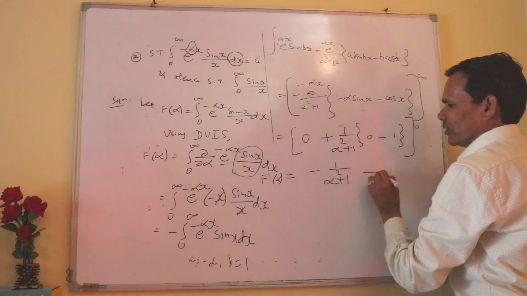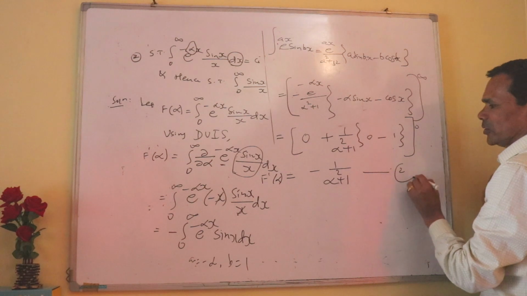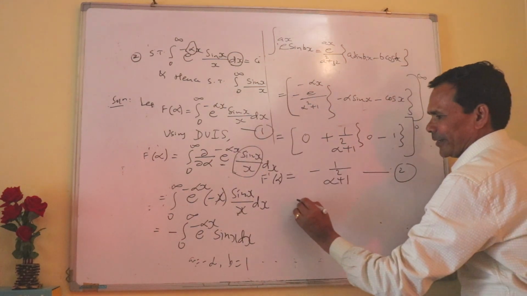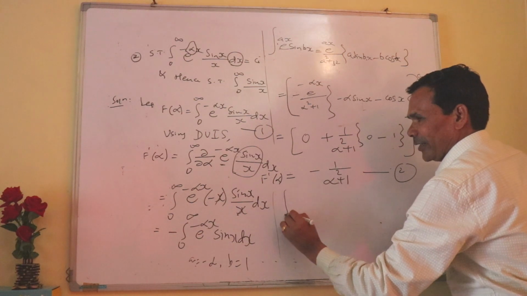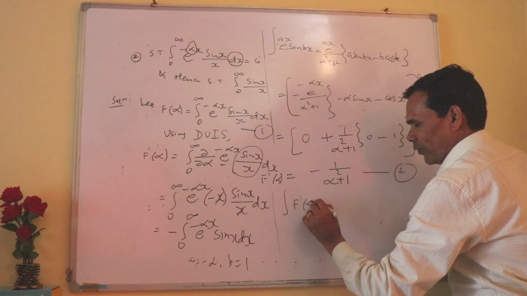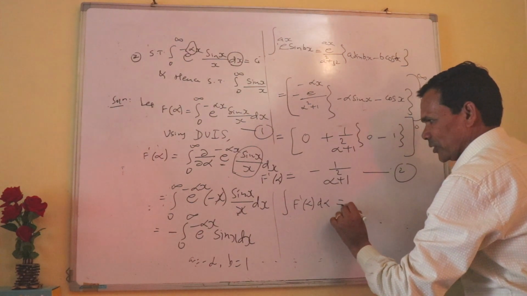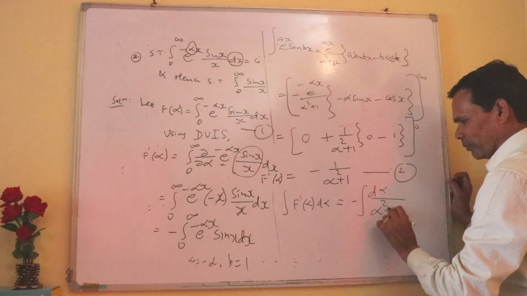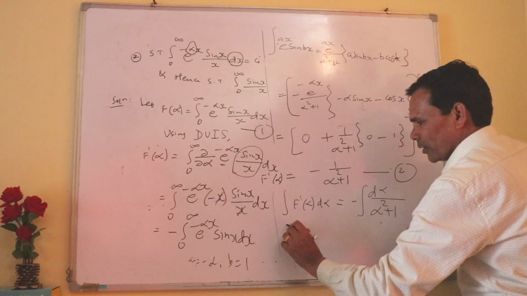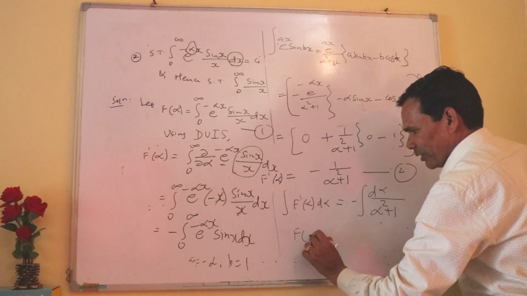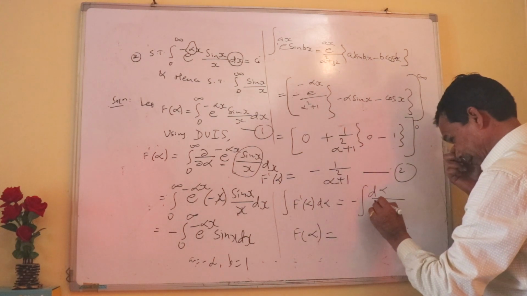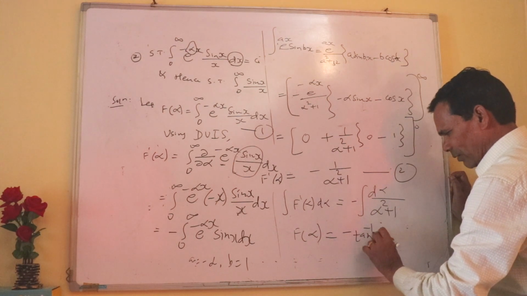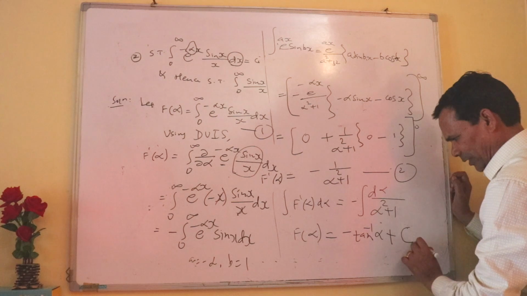Now we integrate this normally. This is expression 1 and this is 2. Integrating f dash alpha d alpha is equal to minus d alpha upon alpha square plus 1. So the integration of this is f of alpha, which is minus tan inverse of alpha plus c.